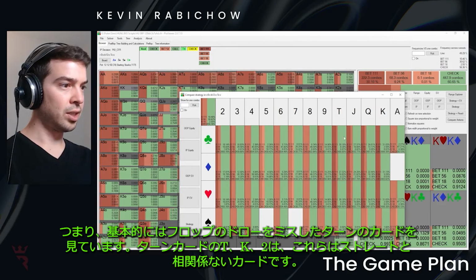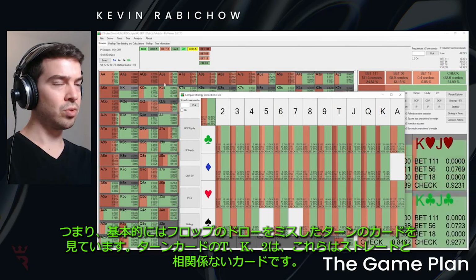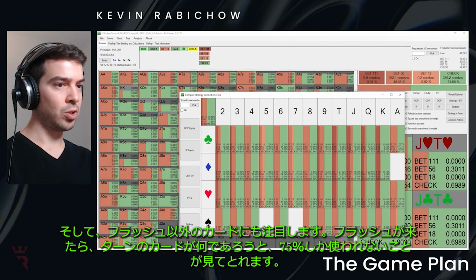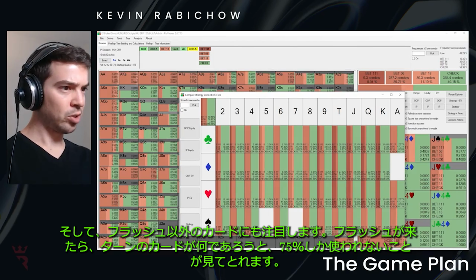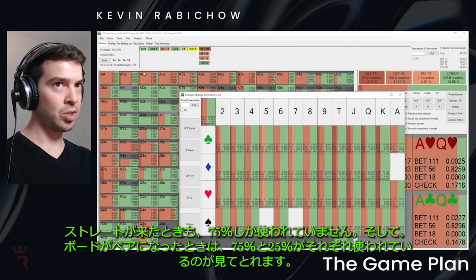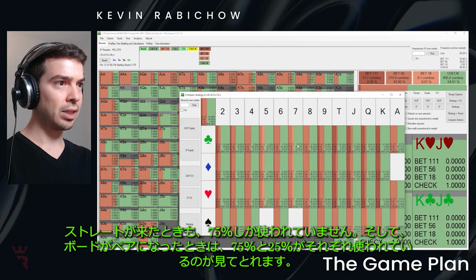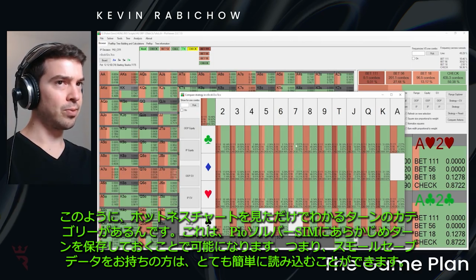So what we're basically looking at is turn cards that miss the draws on the flop. We're looking at turn cards that are 10 through king and also deuce. Those are cards that don't interact with the straights. And we're also looking at non-flushes. When the flush comes in, no matter what the turn card is, we're only seeing 75% getting used. When the straight comes in, we're also seeing 75% getting used. And when the board pairs, we're seeing something between 75 and 25% getting used. So those are categories of turns that I'm recognizing just by looking at the hotness chart.